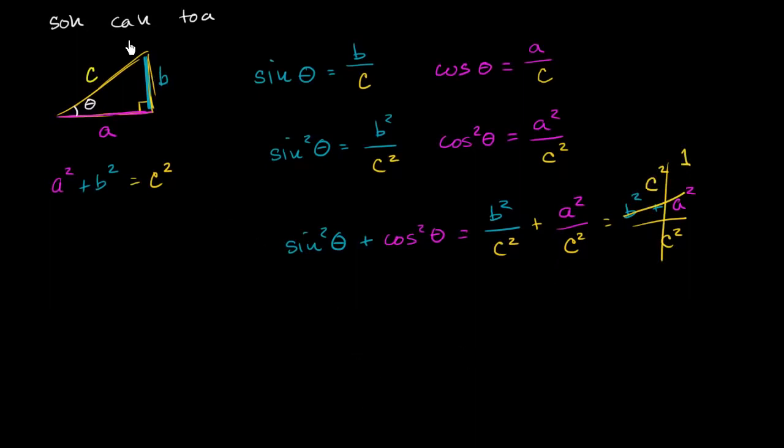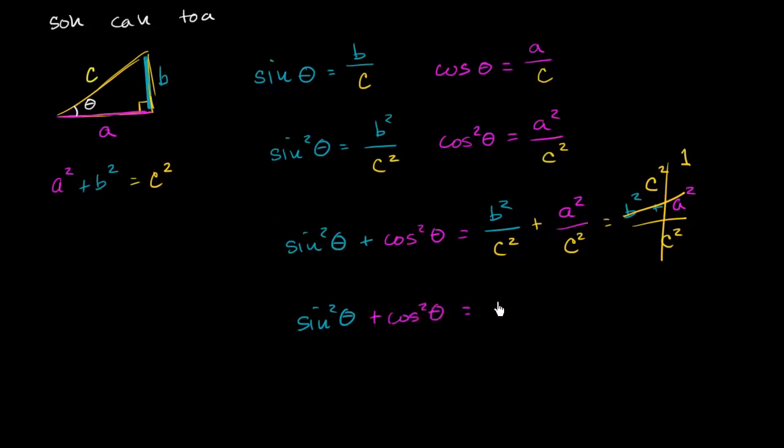So using the SOHCAHTOA definition, and in a future video we'll use the unit circle definition, but you see just even using the SOHCAHTOA definition of our trig functions, we see probably the most important of all the trig identities, that the sine squared of an angle, plus the cosine squared of that same angle, is going to be equal to 1.